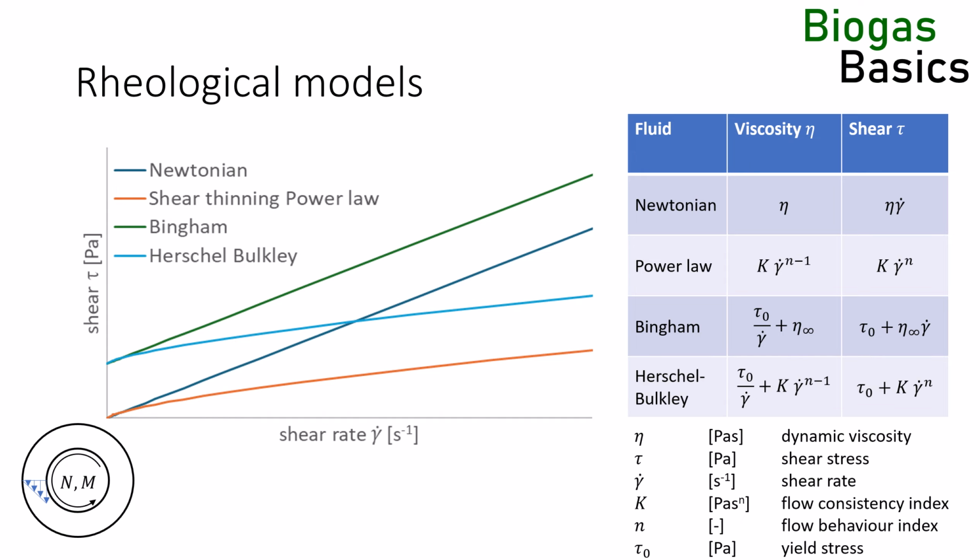A Herschel-Bulkley fluid is a power law fluid plus a yield stress. It behaves similar to a Bingham fluid at low shear rates, but its viscosity decreases faster with higher shear rates. It is the most accurate rheological model, but it also has three parameters that must be fitted. The Herschel-Bulkley formula can be used to describe all fluid forms here. If tau 0 is 0, it is a power law fluid. If n is 1, it is a Bingham fluid. If tau 0 is 0 and n is 1, it is a Newtonian fluid.